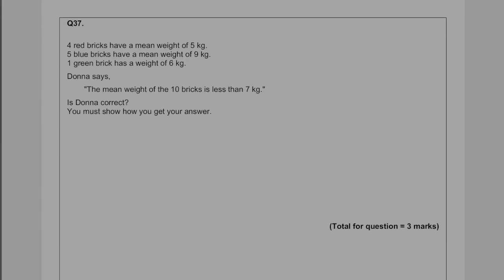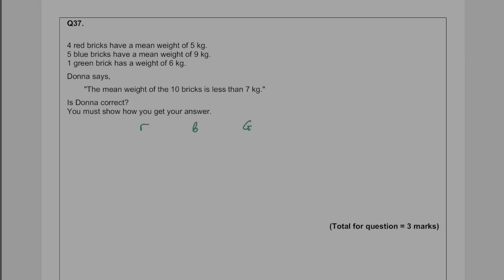Hey, question 37. 4 red bricks have a mean weight of 5 kilograms. 5 blue bricks have a mean weight of 9 kilograms. 1 green brick has a weight of 6 kilograms. Donna says the mean weight of the 10 bricks is less than 7 kilograms. Is Donna correct? You must show your working for your answer. So we've got red, blue, and green bricks.